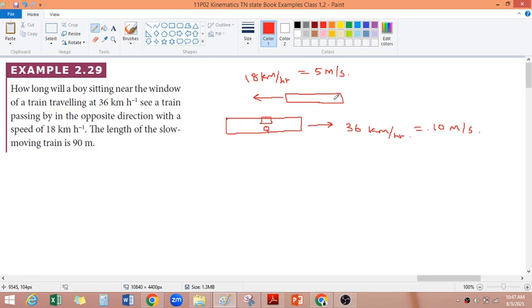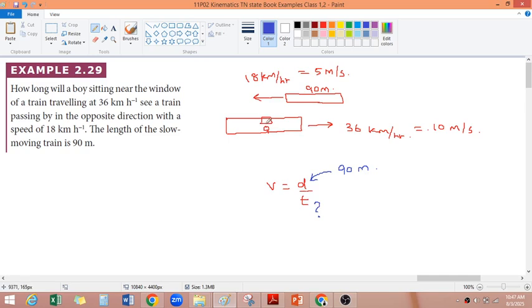So the simple concept is, the length is given as 90 meter, so the distance of the train is 90 meters. So velocity is equal to distance by time. Distance is given as 90 meters. Okay, very important problem, so listen carefully. 90 meter. Time is what is asked. They are asking me to find time.